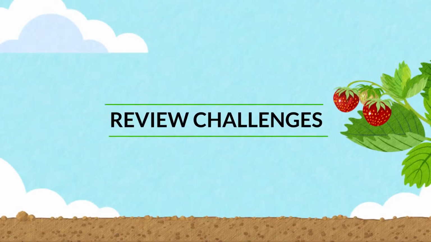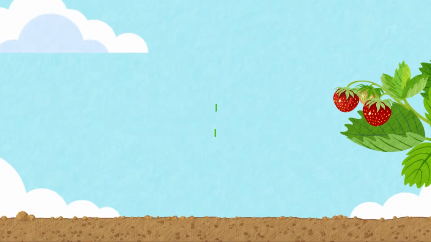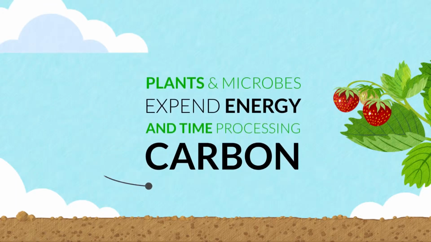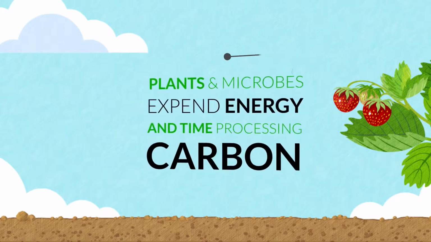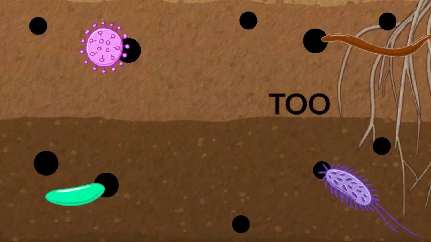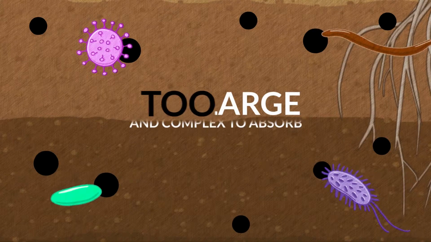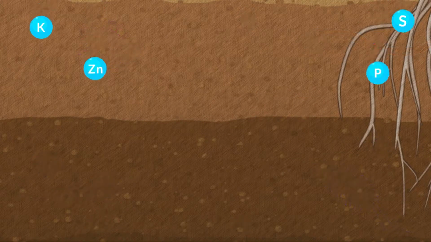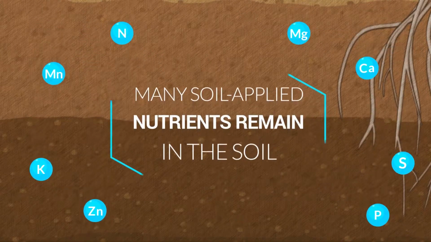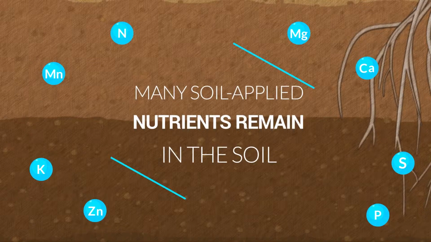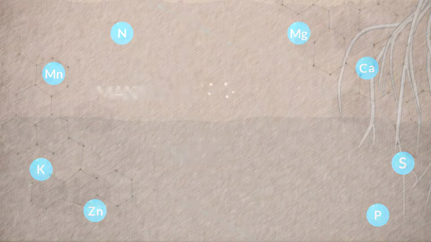So let's review some of the challenges we've discussed so far. Number 1. Plants and microbes expend a great deal of energy and time processing carbon. Number 2. Most natural forms of carbon are too large and complex for easy absorption. Number 3. Many soil-applied nutrients are not effectively taken up into the plant or remain tied up in the soil.